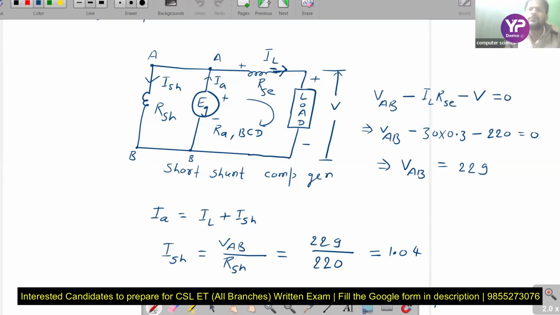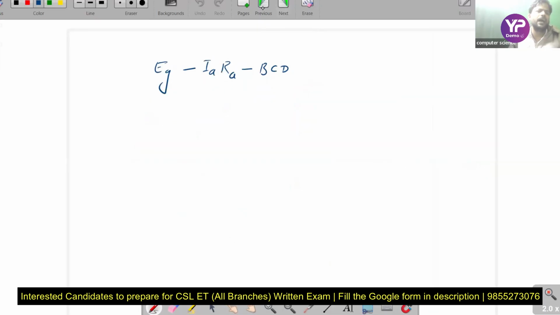Due to this, EMF is induced in the armature winding. That induced EMF is EG. When the armature terminal is connected to the load, current flows, and when current flows, a voltage drop happens due to the series field winding RSE and the armature resistance. So here we take EG minus IA RA.